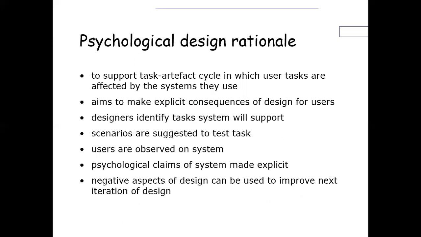Our next one is psychological design rationale. The psychological design rationale supports the task artifact cycle in which user tasks are affected by the systems they use. It aims to make explicit the consequences of the design for users. Designers identify the tasks the system will support. Scenarios are suggested to test the task. Users are observed on the system. Psychological claims of the system are made explicit. Negative aspects of the design can be used to improve the next iteration of the design.